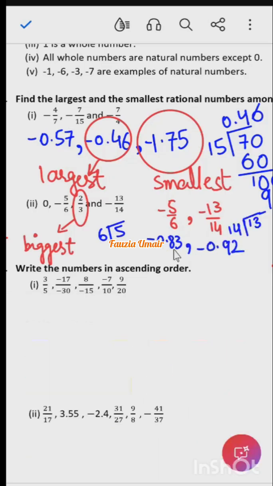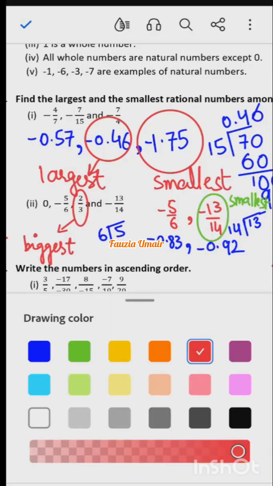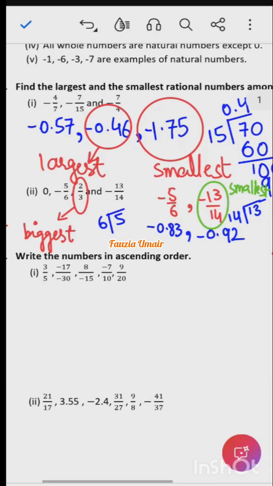Ma'am, 0.92 minus 13 by 14. Very good, because the negative numbers are opposite. So this is the smallest value. Okay, minus 13 by 14 is the smallest value, right? So very good, well done. So you are clear with this topic.